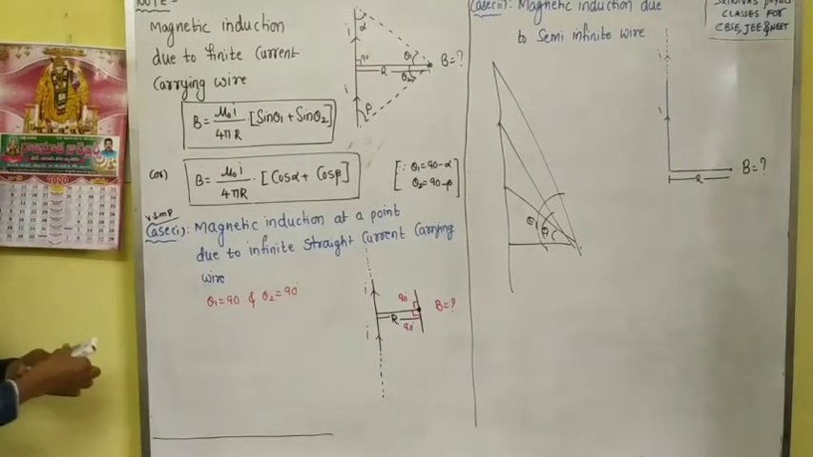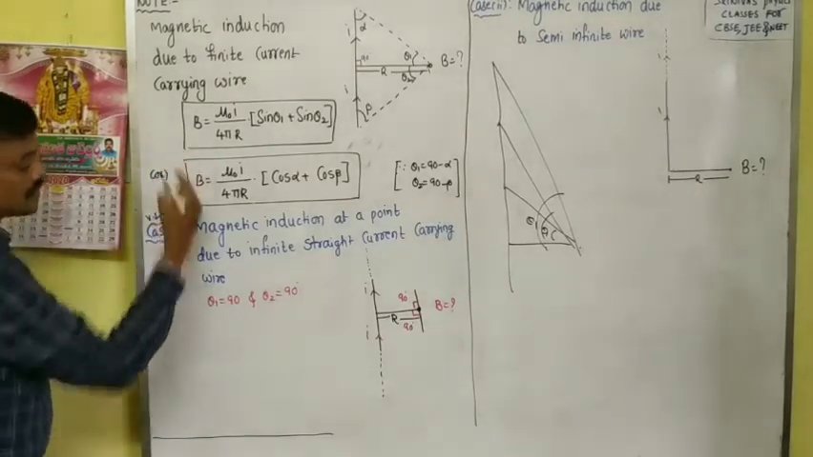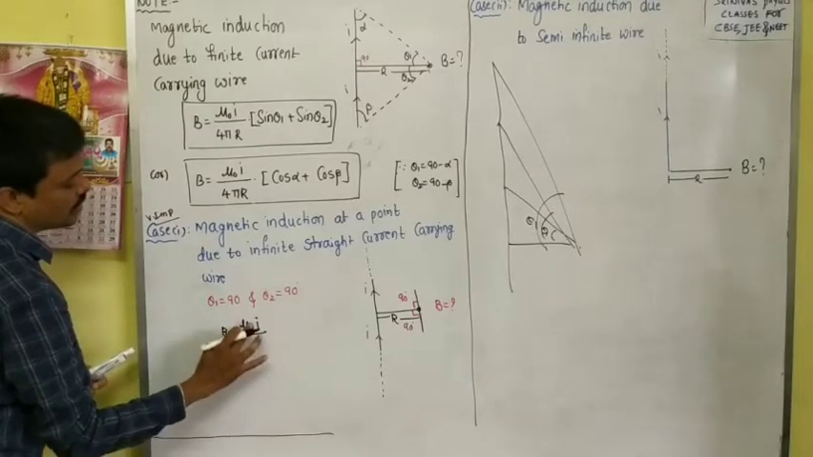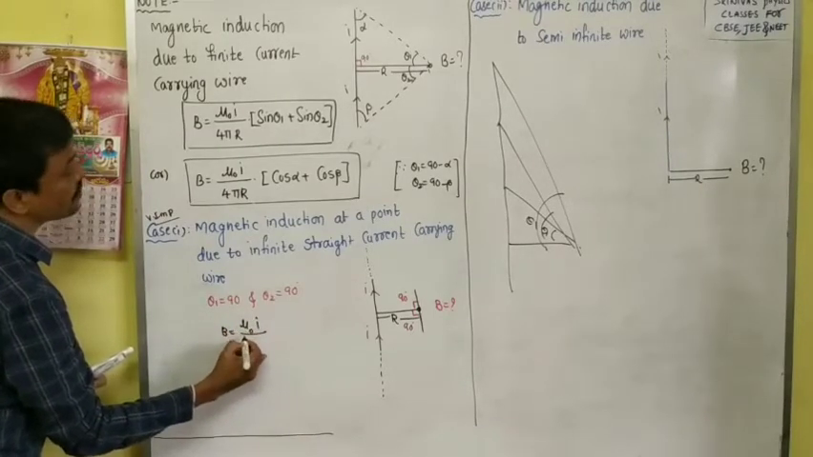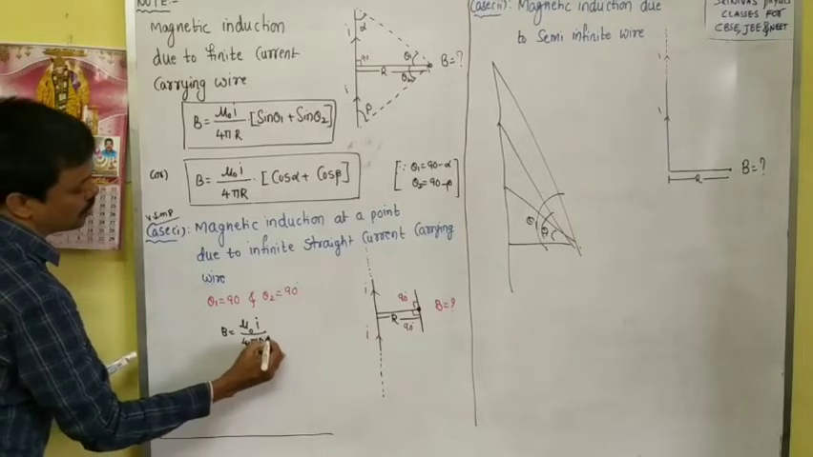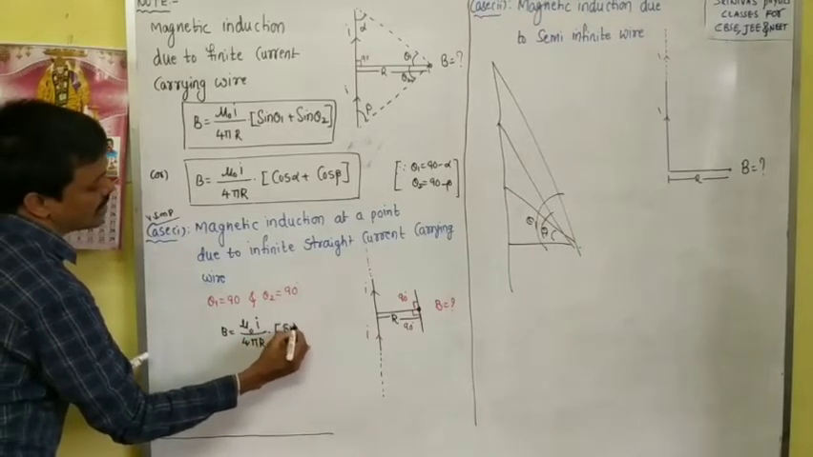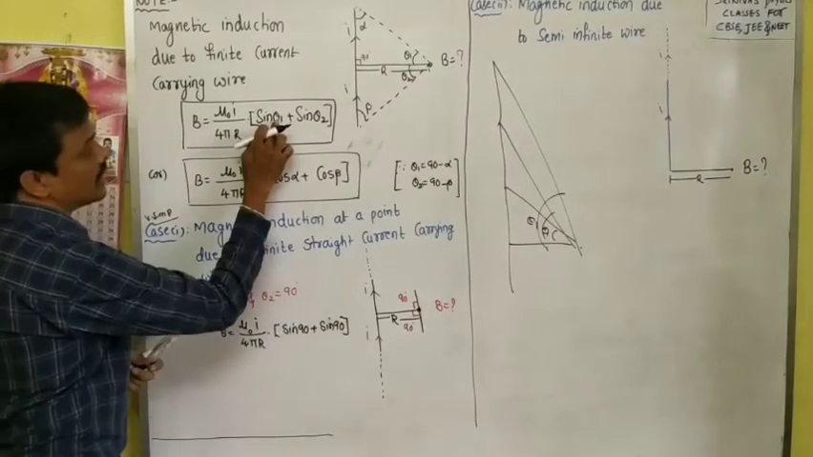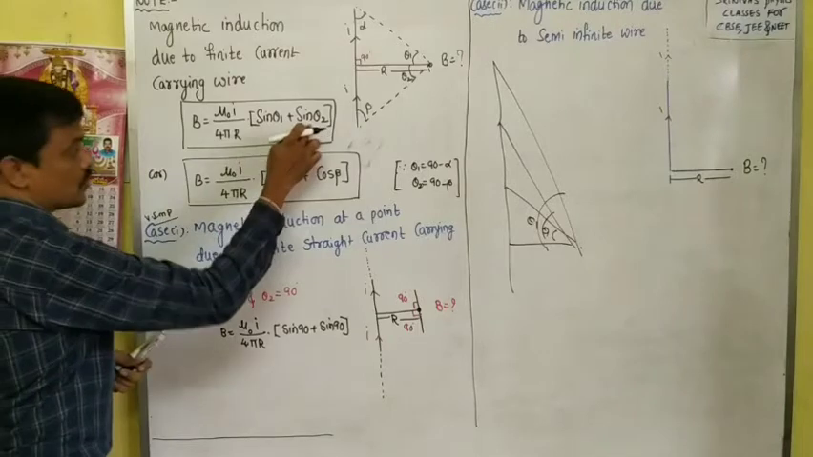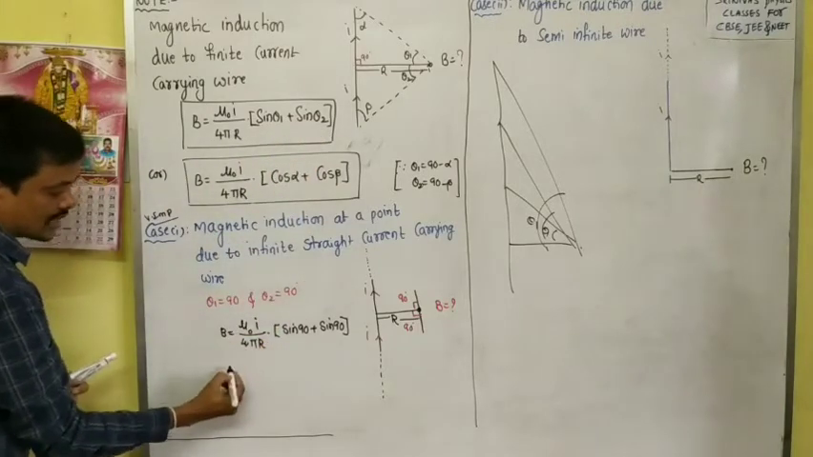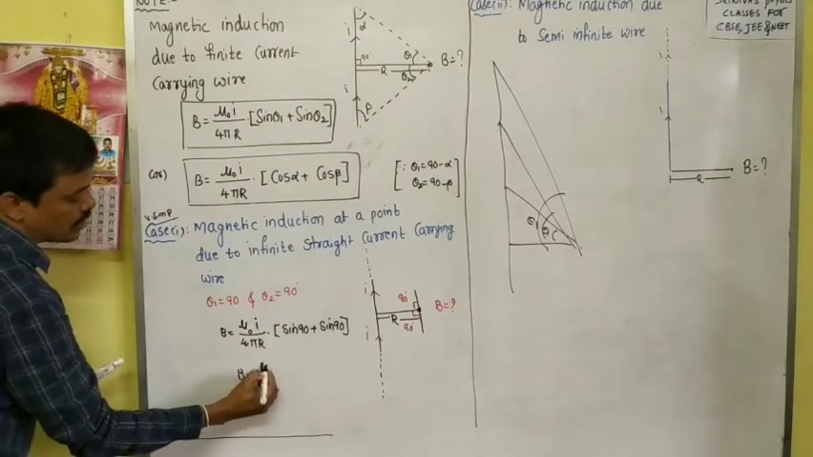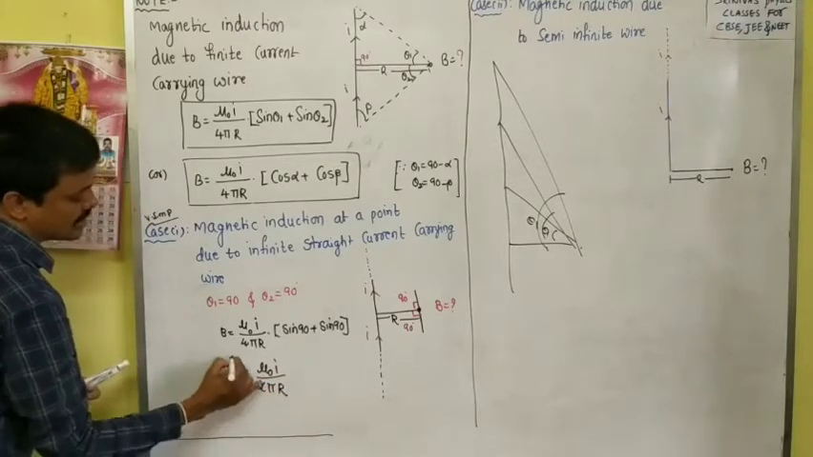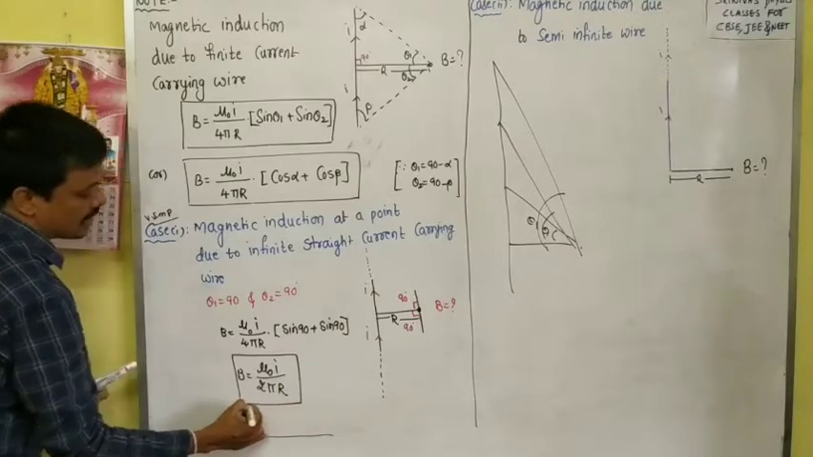Then we substitute this in the above equation, and we get the B formula as mu naught I by 4 pi r into (sin 90 plus sin 90). Theta 1 is 90, theta 2 is 90. Sin 90 is 1, plus 1 is 2, and the 2s cancel. The final formula we get is mu naught I by 2 pi r. This is the formula for B.